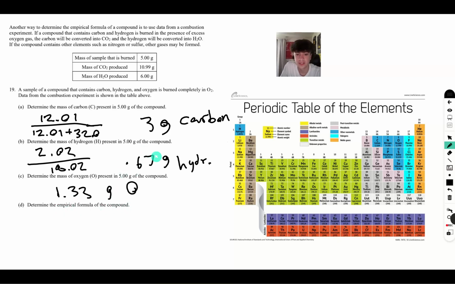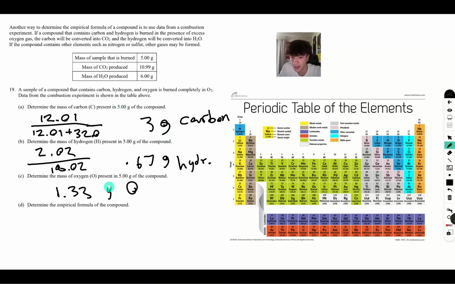And now it's asked us to find the empirical formula of the compound. The way we do this is we find the one with the smallest amount in grams. So as we can see, we have 0.67 grams of hydrogen. Or sorry, no, that's not how you would do it. First, you have to find out how many moles of each element there are.